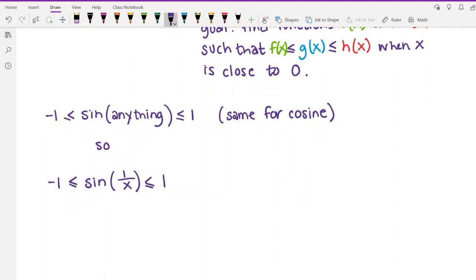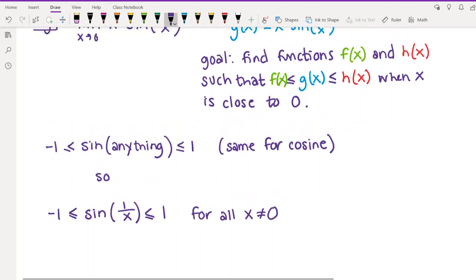And actually, there's one more thing I should add here, which is that this statement that I just wrote down is true for all x not equal to 0. Right? Because when x actually equals 0, this statement isn't true, because sine of 1 over 0 is undefined. So you can't say undefined is between negative 1 and 1. That just doesn't make sense. So this statement we wrote down is only true when x is not equal to 0. But that's okay, because all we need to figure out is 2 functions on the top and the bottom when x is close to 0, not when x actually equals 0.